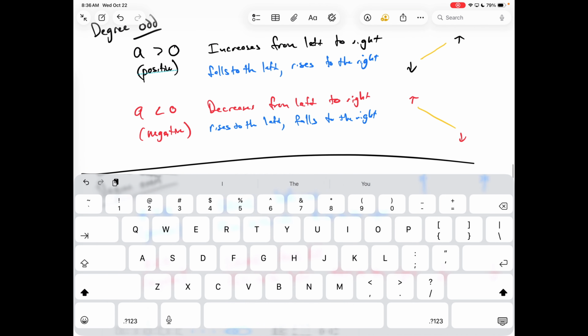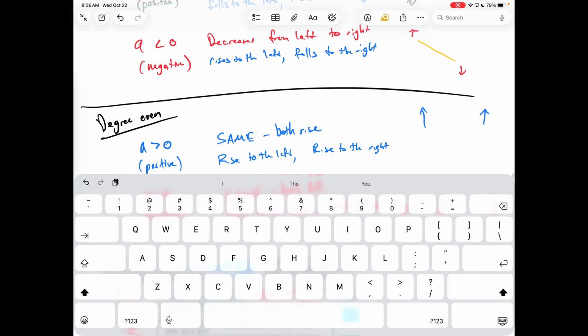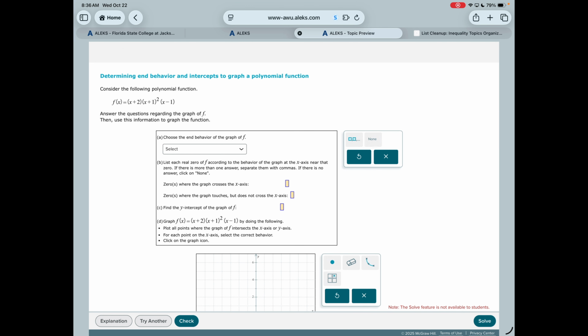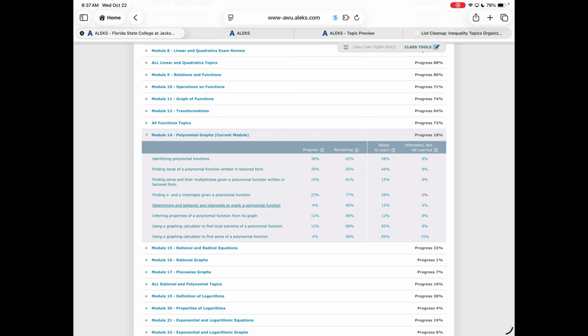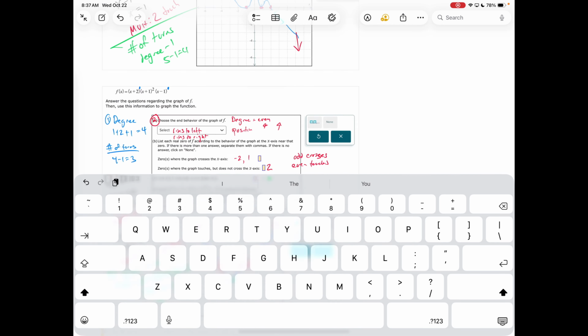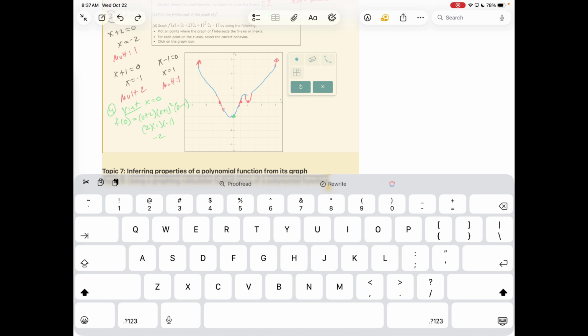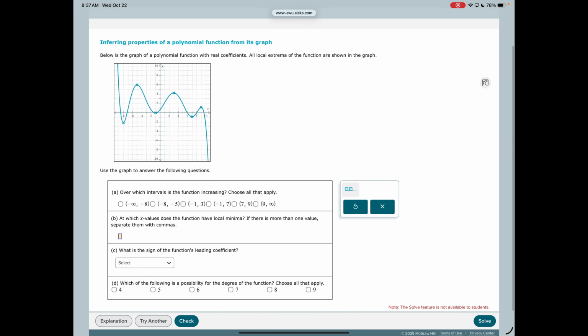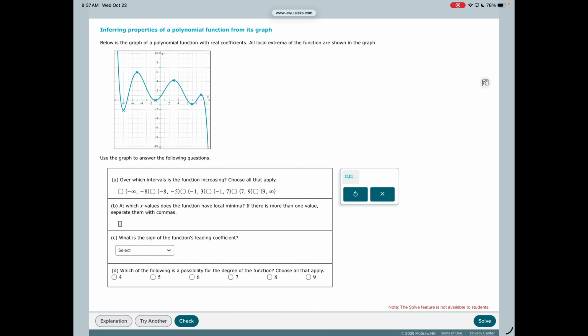Wait, was that the end behavior one? We haven't done... Oh, we got 2 left? I thought we only had 2 left. Oh, okay. Sorry, I accidentally... Okay. I thought we had 2 left and we got 3 left. All right, this one.